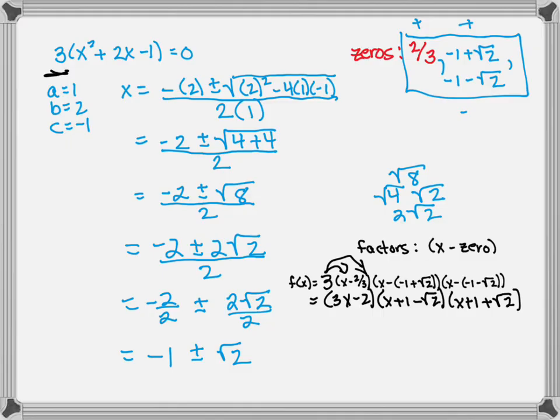Or if we're not asked specifically for linear factors, I could have my 3x minus 2, and then we could go back to that x squared plus 2x minus 1 that we used for the quadratic formula, which is what we would get if we multiplied out my x plus 1 minus the square root of 2 times x plus 1 plus the square root of 2. So all of those are variations of what it looks like factored.